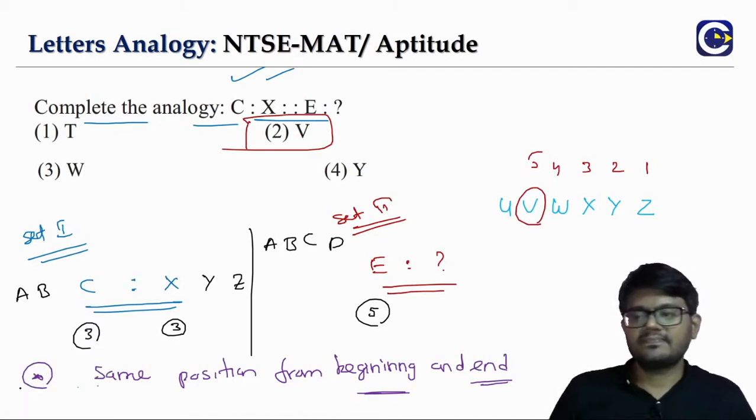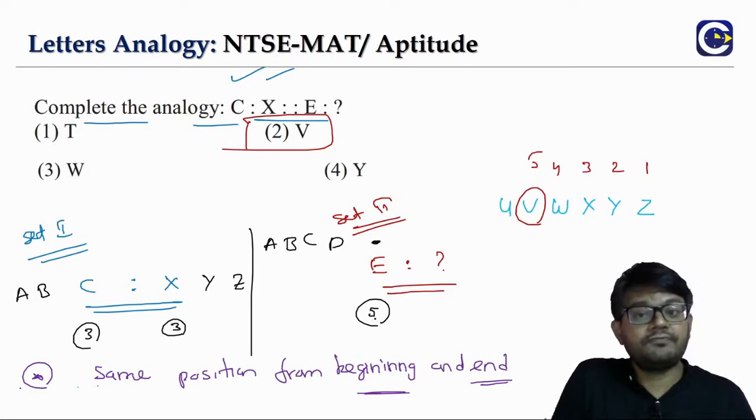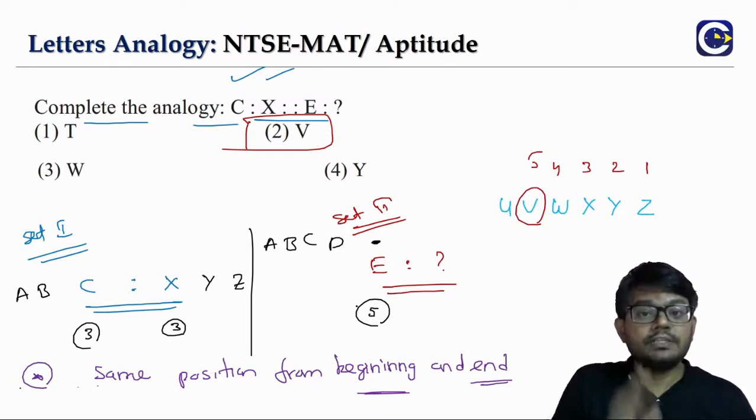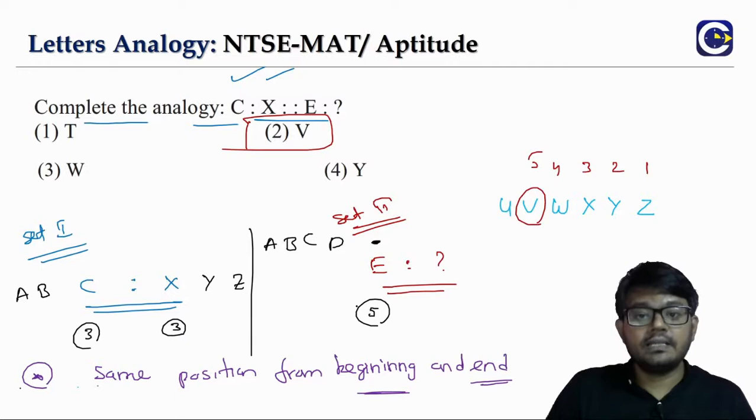So the relation here is that the position from the beginning and from the end is the same value. That is the relation. So we have to identify the relation, and for E, what is the position number? It is 5. So the letter related to E should also have the position number 5, but from the end. And if you practice writing the letters in the reverse direction starting from Z, that will also help us.